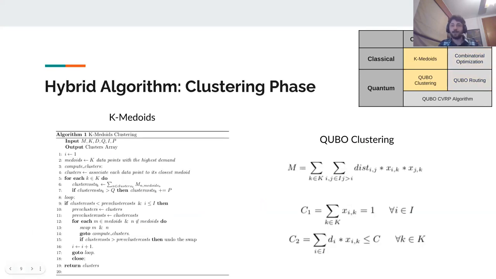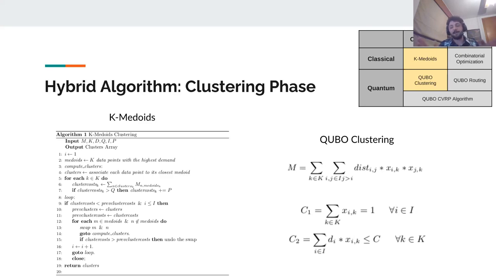For the clustering phase, we have developed both a classical and a quantum algorithm. The classical algorithm is a modified version of the K-Medoids algorithm, which takes into account the total demand inside each cluster. Basically, the K-Medoids algorithm clusters the data into a specified number of clusters by choosing X random data points as the medoids. In our case, instead of choosing them randomly, we chose the data points with the highest demand. Then it computes the distance between every point and the medoids and assigns each point to their closest medoid. We also add a penalty for each cluster where the total demand inside the cluster surpasses the vehicle capacity.